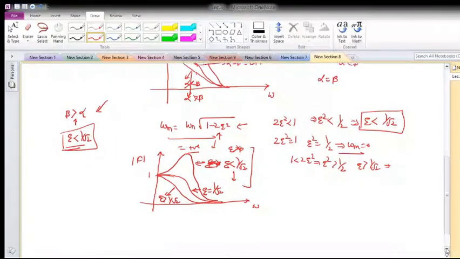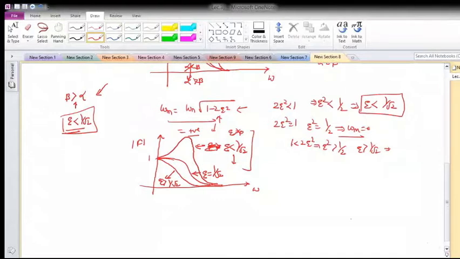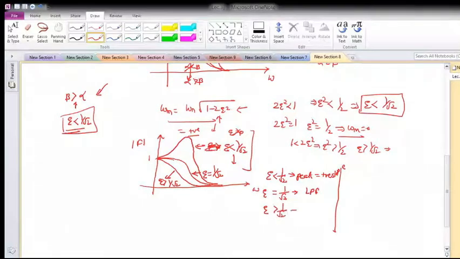We have also seen the criticality condition in the time domain for zeta. Basically, when zeta is less than 1 by root 2, there will be a peak, meaning I will get the positive slope. When zeta is equal to 1 by root 2, there is no peak, but the behavior will be like a low pass filter. When zeta is greater than 1 by root 2, no peak at all. So these are the conditions for criticality in terms of zeta.